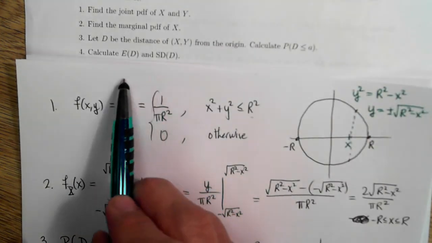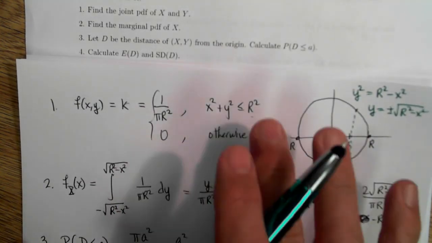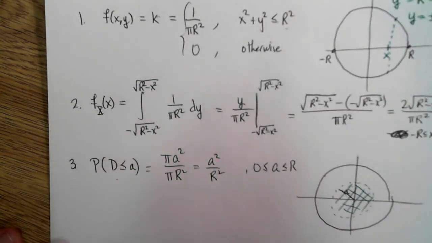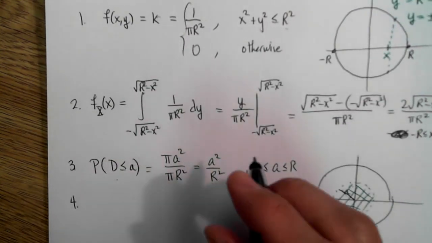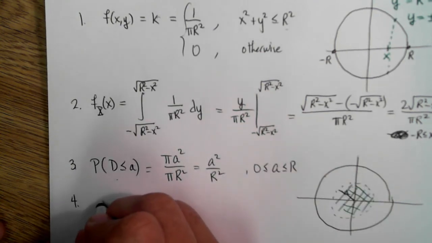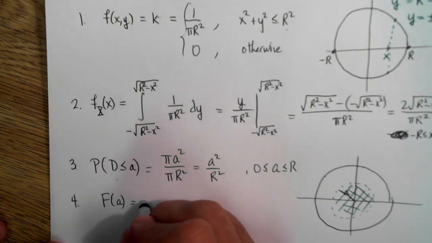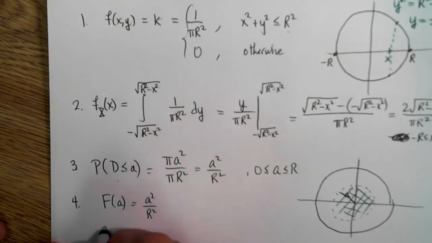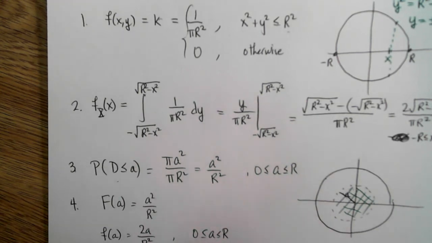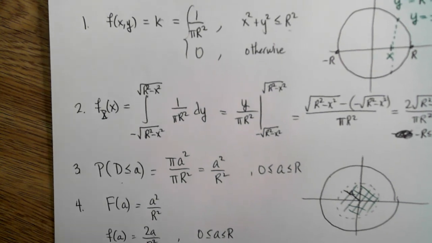Lastly, the problem asks for the expected value of d as well as the standard deviation of d. To get that, let's figure out the density function. The CDF works out to be a squared over r squared. And so the PDF will therefore be 2a over r squared, as long as a is between 0 and r. Now, we've been typically using x as opposed to a, but there's nothing wrong with using the letter a here. So there's my PDF for the distance from the origin.